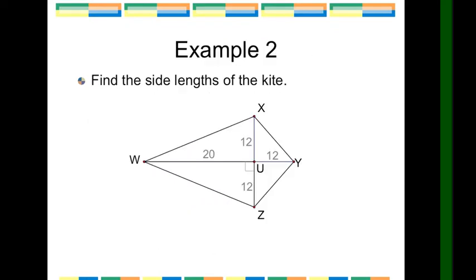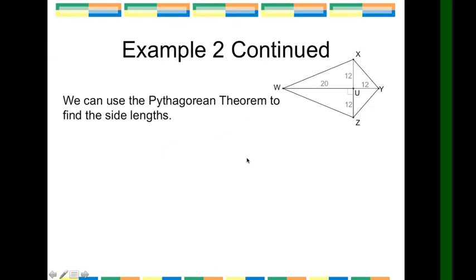Find the side lengths of the kite. So we're looking for side XW, side WZ, side ZY, and side XY. We will use the Pythagorean theorem in doing this because all of these use the perpendicular diagonals. All of these form four right triangles, I think. Yeah, right triangles. So we can use the Pythagorean theorem now. Let's start with this one, this portion.